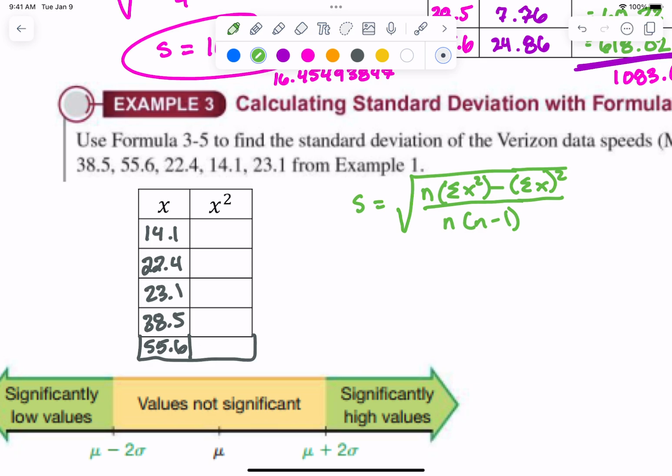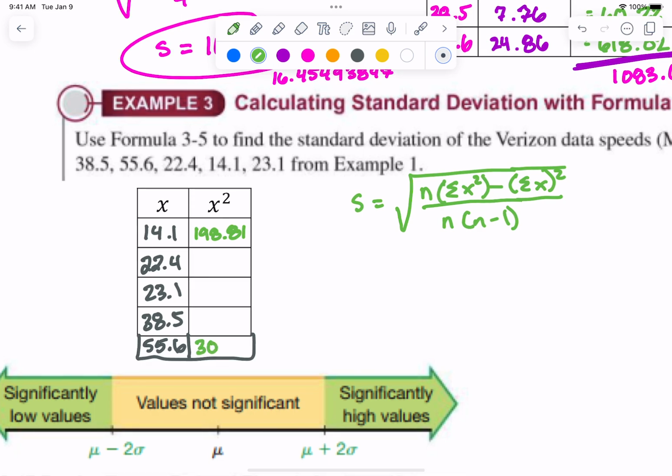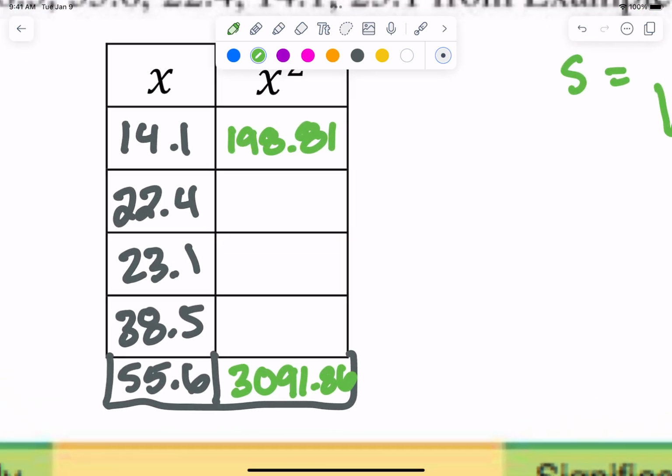Somebody got these numbers? The first one's 198.81. Okay. 3,091.36. Or 3091.86? Yeah. Okay. Haley, what's the second one? 501.76. Okay. Anybody else? The middle one is 533.61. Okay. What else? Fourth one.